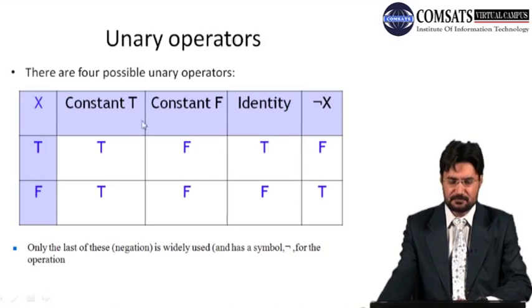constant T, true, will come again true, constant F will come F. Whatever there is, the constant T will always give you T, and whatever is here, the constant F will give you F. Identity will give you the same thing, as if there is F, then it will also be F. And the negation will always be completely reverse. If there is F, then it will give you true.